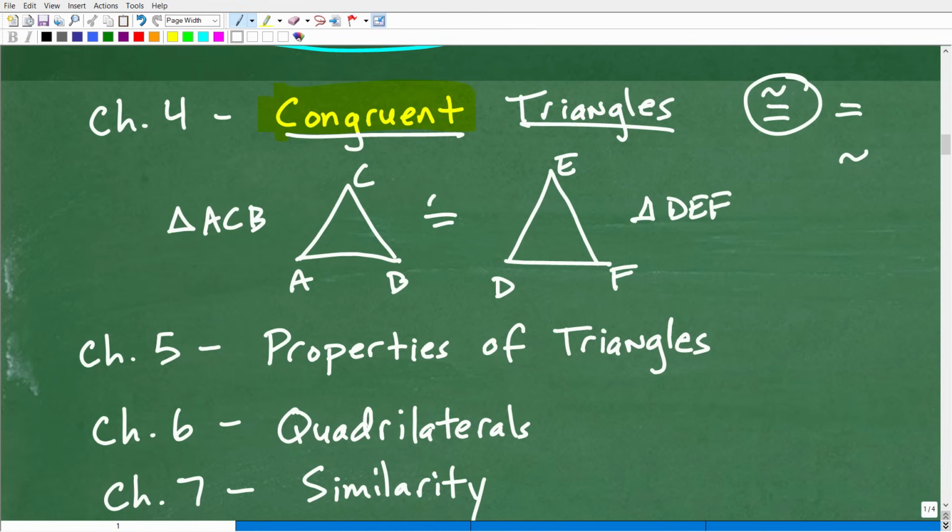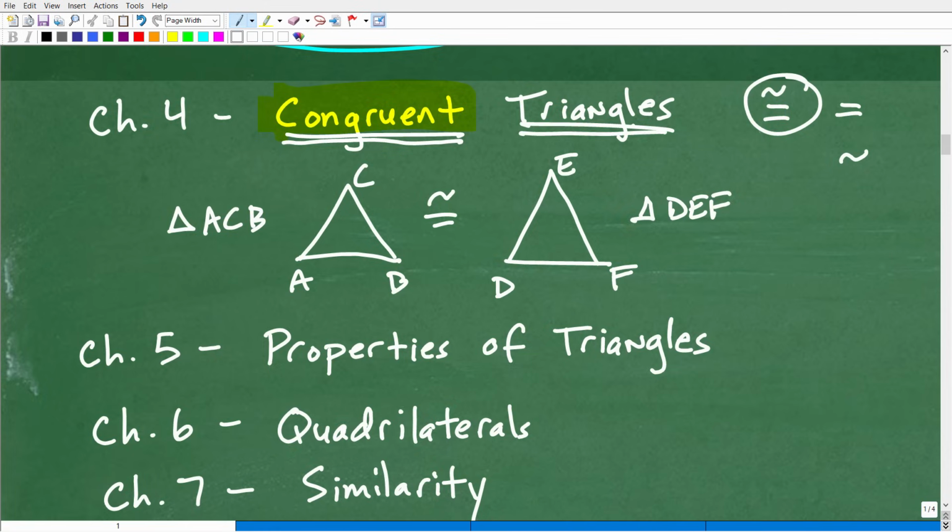I can say these two triangles are congruent if they have the same angles and the sides are the same length. In other words, they're exact copies of one another. That's what you have to understand about congruency. It's basically an exact copy of a figure.